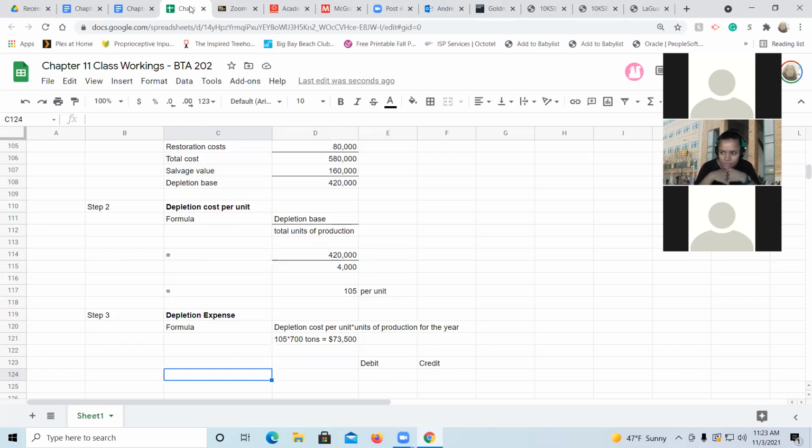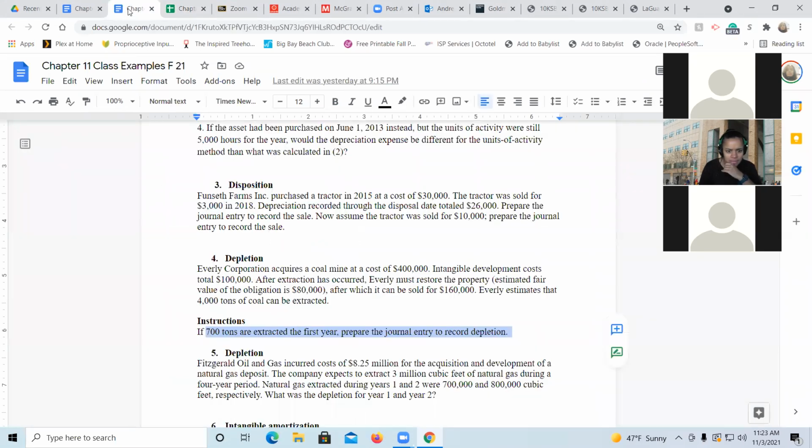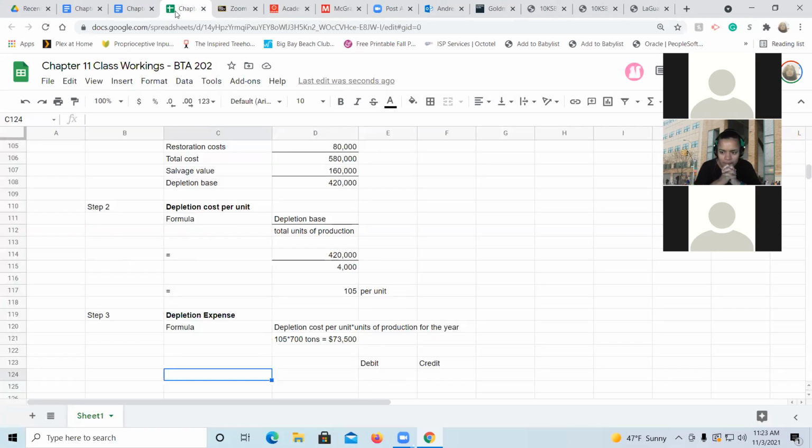we're not going to use depletion expense at all, because what we pull out of the ground is not an expense already. It is inventory for the company. So it's going from being the coal mine asset to being inventory, because all this coal that is being extracted still has to be sold.